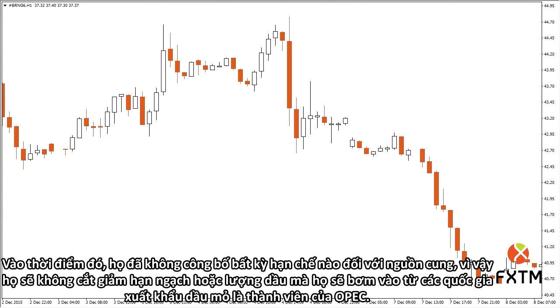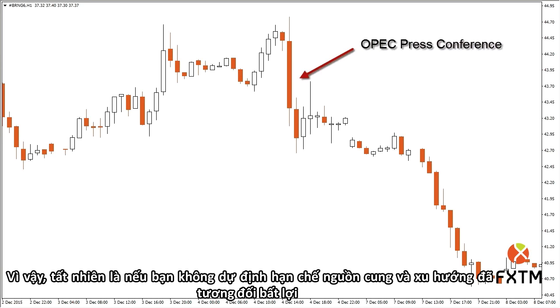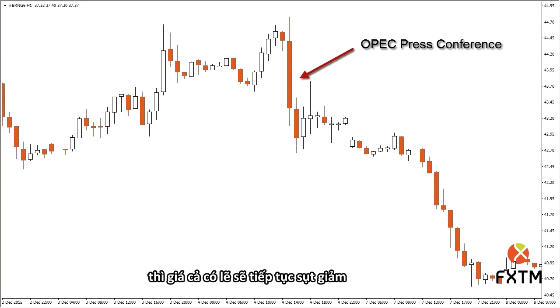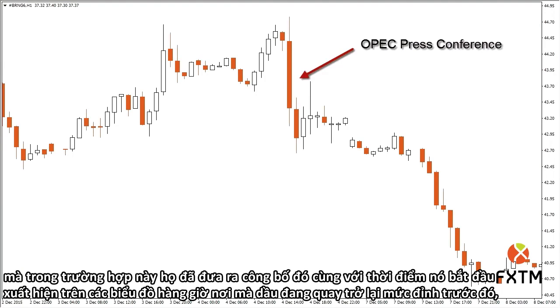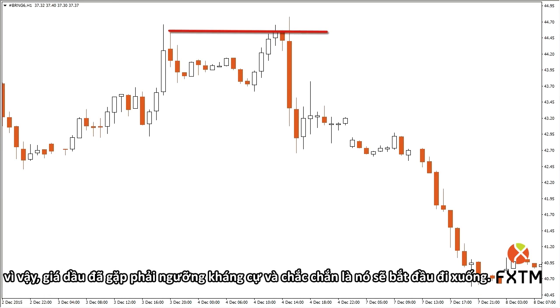Well, at the time, they did not announce any restriction to supply, so they were not going to be cutting the quotas or the amount of oil that the petroleum exporting countries that are members of OPEC were going to be pumping. Of course, if you're not going to constrain supply, and the trend had already been relatively negative, then the price is probably going to continue to decline. They made that announcement at the same time, again on the hourly charts, where oil was coming back up to a previous high. So it was bumping up against a resistance level, and sure enough, it began to decline.